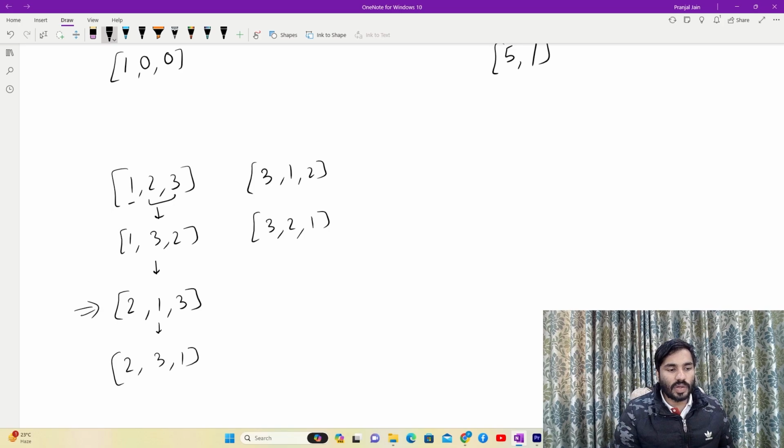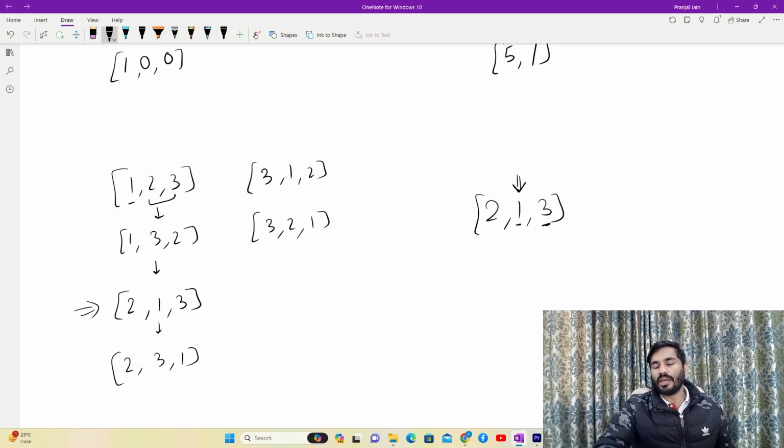Let's see, for example, this particular number 2, 1, 3. We are going to start from the second last number. Now we are going to check if this number is greater than the number on the right of it. So is 1 greater than 3? No, it is not greater than 3. So this is our first number that is breaking the chain. Then we are going to start from the rightmost index and find a number that is greater than 1. 3 is greater than 1. We are going to swap these two numbers. 2, 3, 1. So this is what we have done to find out the next permutation.